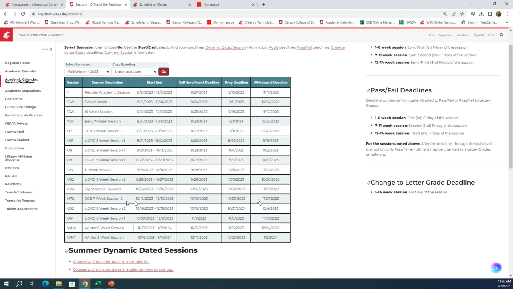Because with our second session courses, because their start and end times are different than the traditional semester, these deadlines do vary. And so make sure that you are aware of these deadlines every single term that you are taking 7-week courses, as well as any traditional 16-week courses you might be taking.